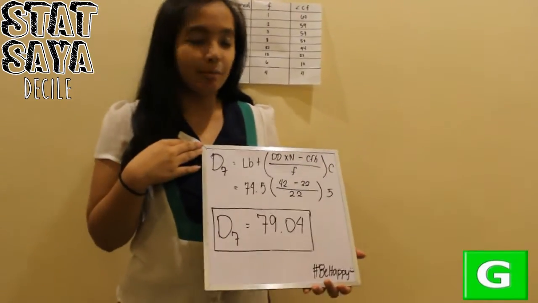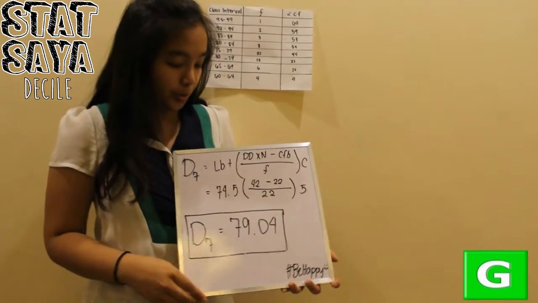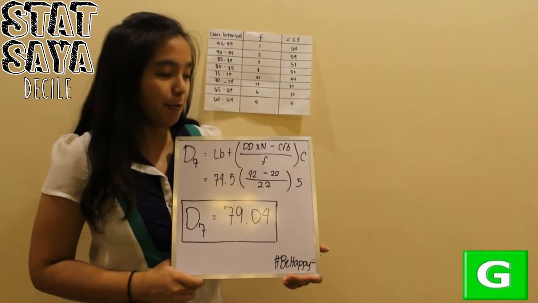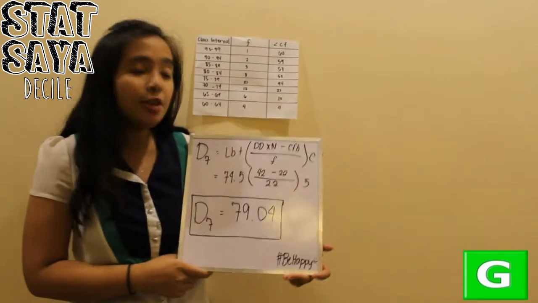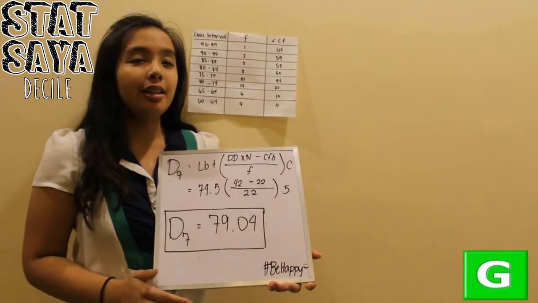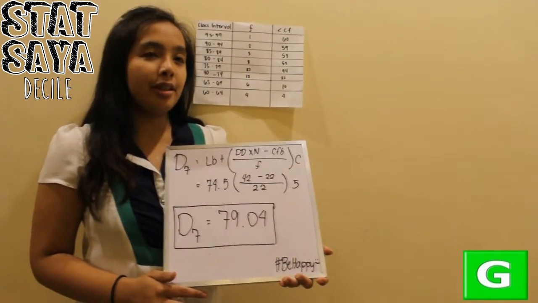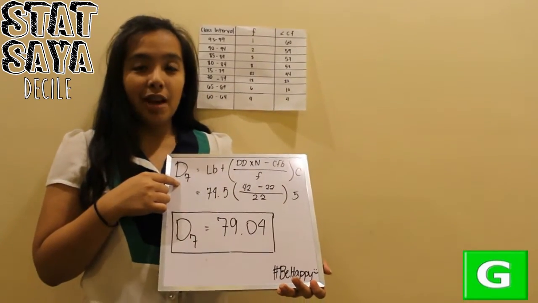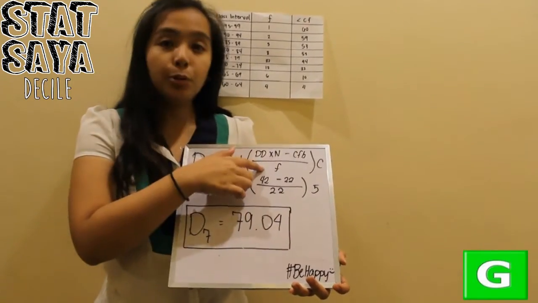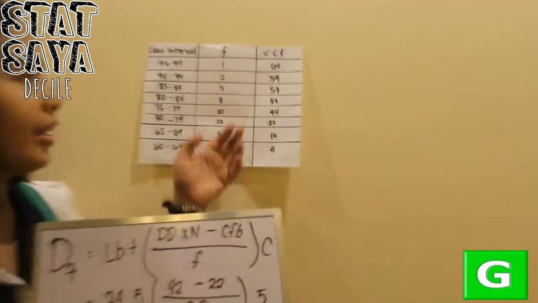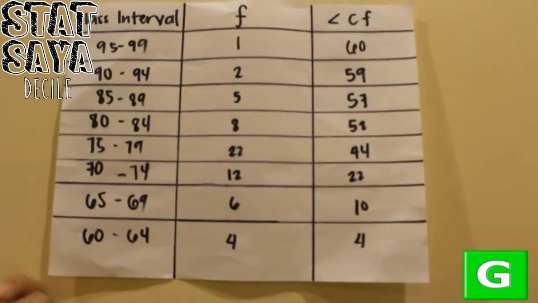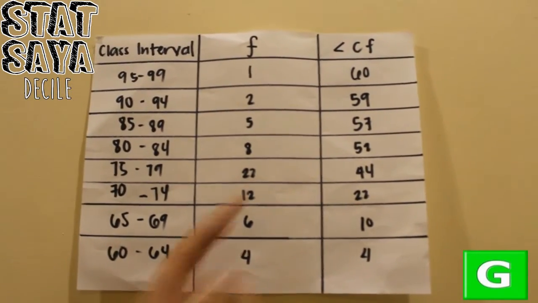Let's now compute for D sub 7. D sub 7 is equal to LB plus quantity DD times n minus CFB over F times C. The first thing you need to find is DD times n. DD is the desired decile expressed in decimal form. 7 divided by 10 is 0.7 times 60 is 42. So let's go back to the chart and look for a number that is greater than and nearest to 42. And that is 44.